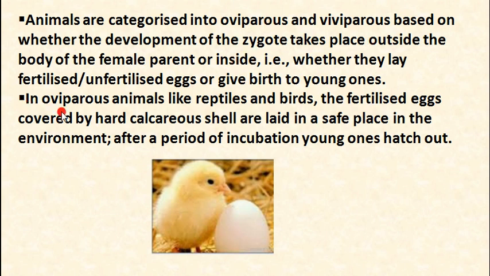Now in the oviparous animals, what happens? Like reptiles, meaning snakes, and birds, the fertilized egg will be there. They are covered by a hard calcareous shell and laid in a safe place in the environment. So oviparous animals make eggs, keep their eggs in the environment, and from the egg they produce a new organism. After a period of incubation, young ones hatch out. The safe place is also necessary for the egg. So these are called oviparous animals. You can see in your picture the bird and its egg.